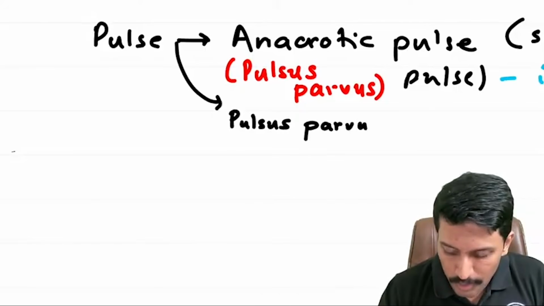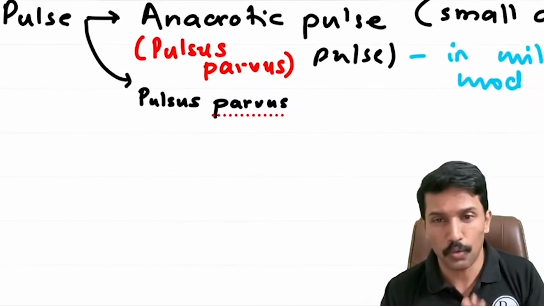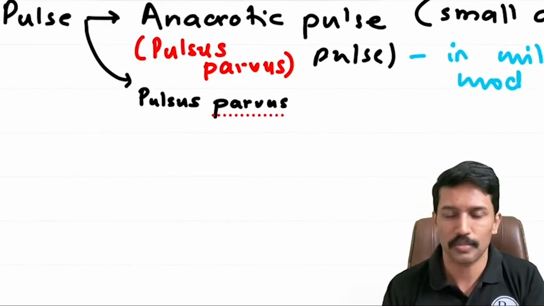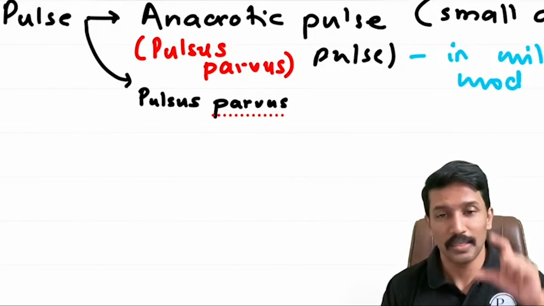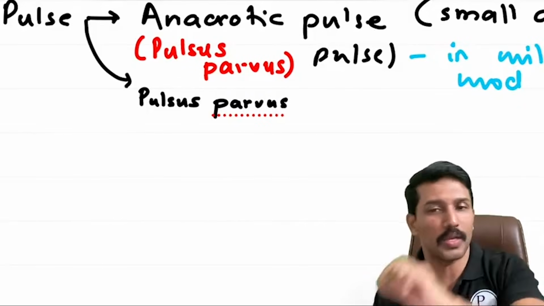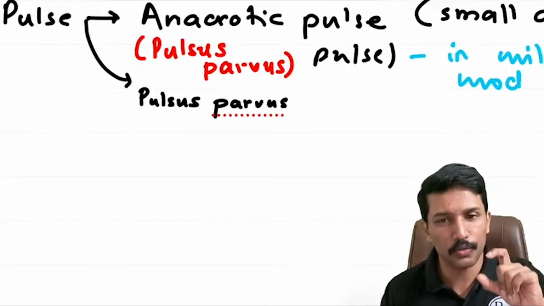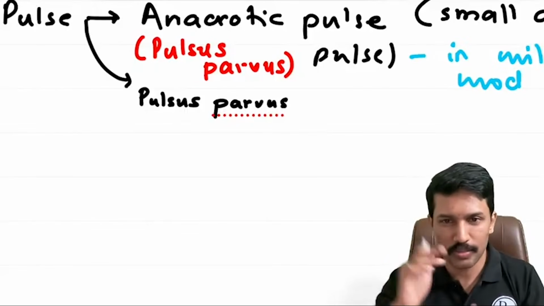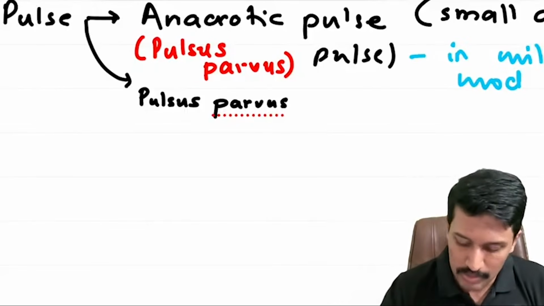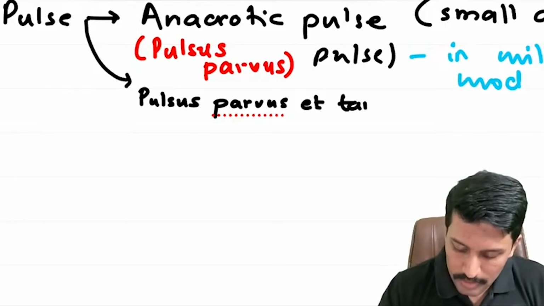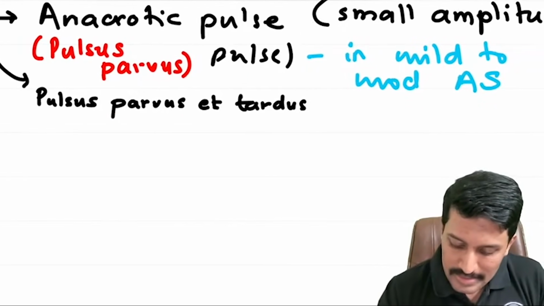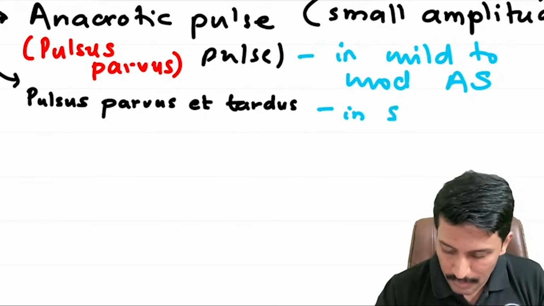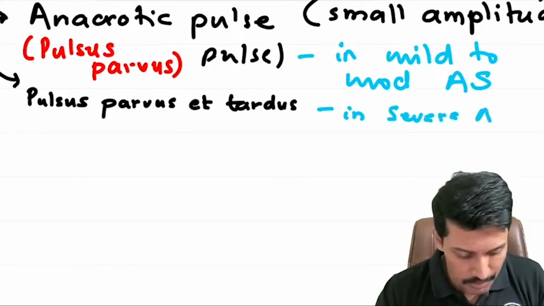This is something that during bedside discussion, your teachers are very fond of asking if you have a case of aortic stenosis. They will ask what is pulsus parvus et tardus. So you can say it's a small amplitude, late peaking pulse. Amplitude is small and the peak appears late. Pulsus parvus et tardus is encountered in severe aortic stenosis patients.